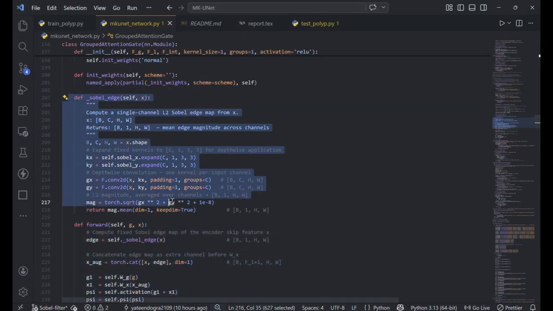And here, this is the new helper method. It takes the encoder feature X and runs a depthwise Sobel convolution, meaning one kernel per channel independently. Then it computes the L2 magnitude of the horizontal and vertical gradients and averages across the channels to produce a single edge map. So the output is always shape B, 1, H, W, regardless of how many channels X has.